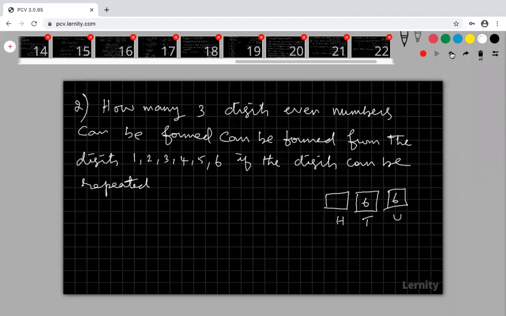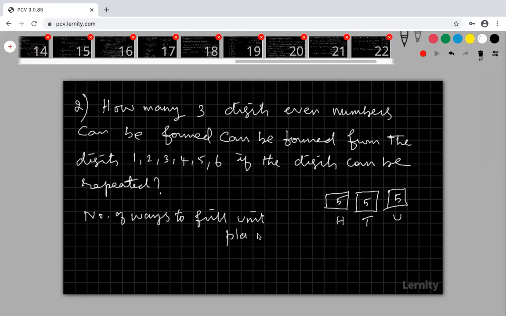Suppose I'm taking 5 here. I can take 5 here, I can take 5 here also. This is repetition allowed. If the digits can be repeated, how many 3-digit numbers can be formed? So therefore, look at that, I'm going to fill one by one. The number of ways to fill my unit place or ones place.